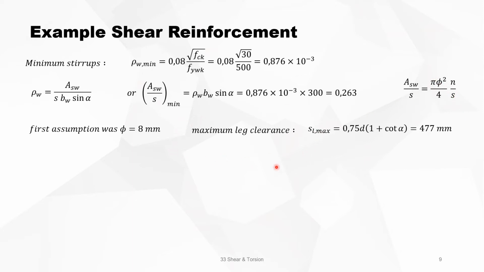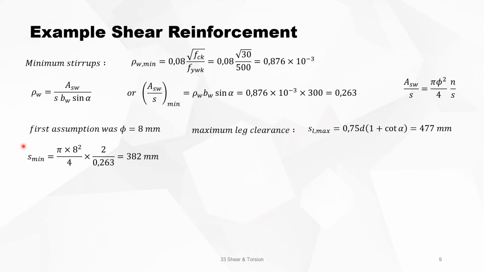The maximum leg clearance, we know it's 0.75 times d. Cotangent alpha is 0. So it's 0.75 d, which is 477 millimeters. So the distance between two successive stirrups cannot exceed 477 millimeters.